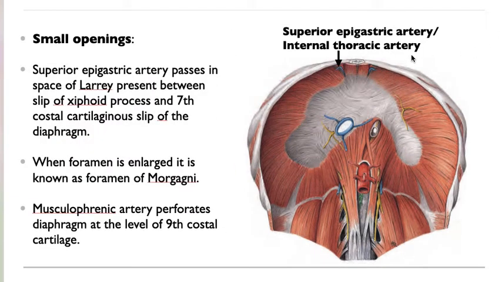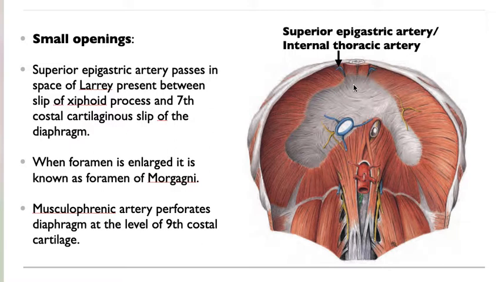Coming to the small openings, we have the superior epigastric artery mentioned in your Chaurasia, whereas the internal thoracic artery is mentioned in Gray's. Basically, the superior epigastric artery is the terminal branch of the internal thoracic artery only. And this space is called the space of Larrey, present between the slip of the xiphoid process and the seventh costal cartilaginous slip at the diaphragm. When this foramen is enlarged, it is called the foramen of Morgagni.